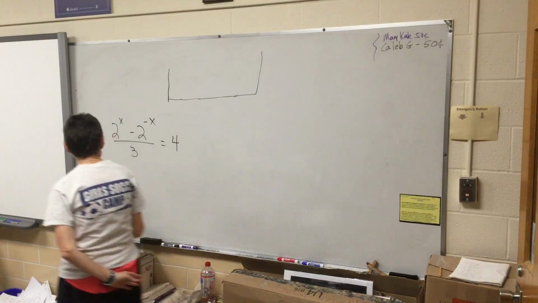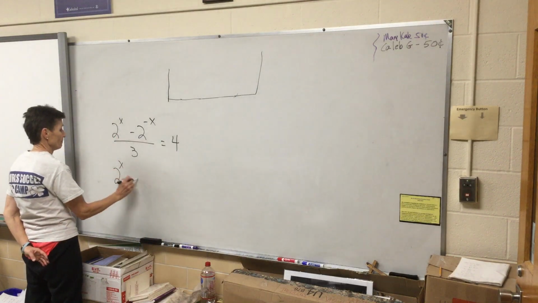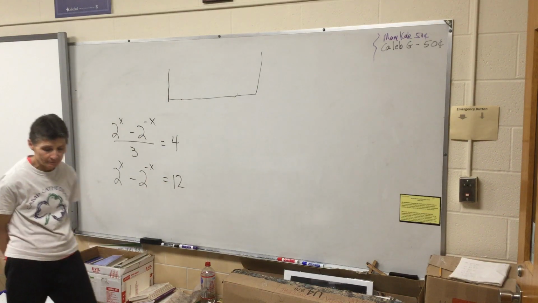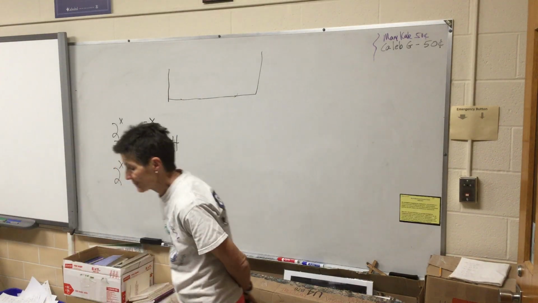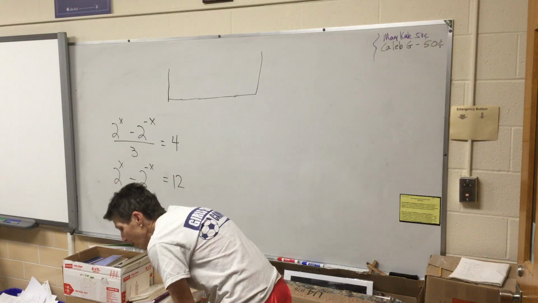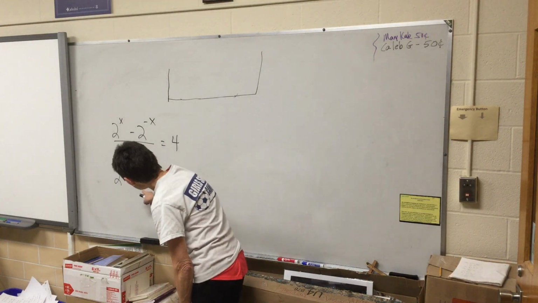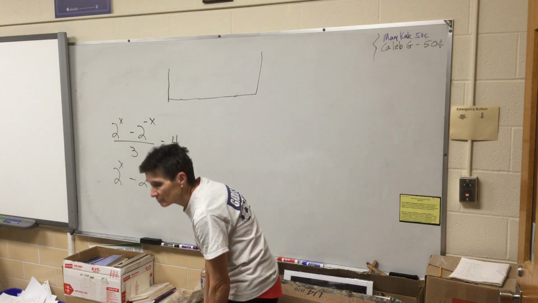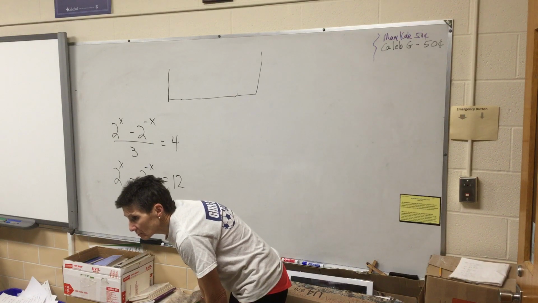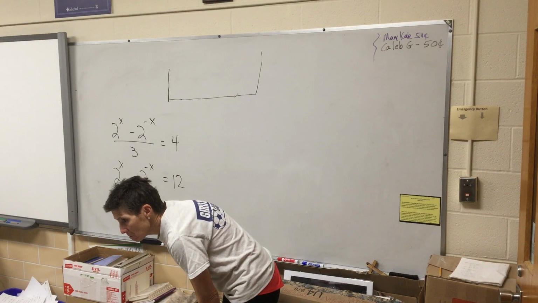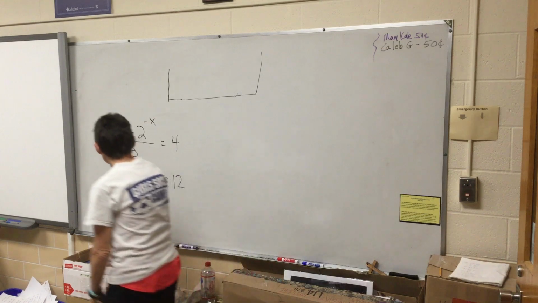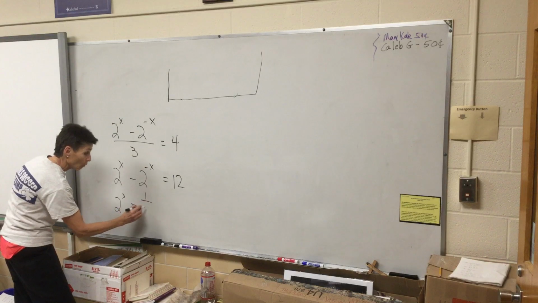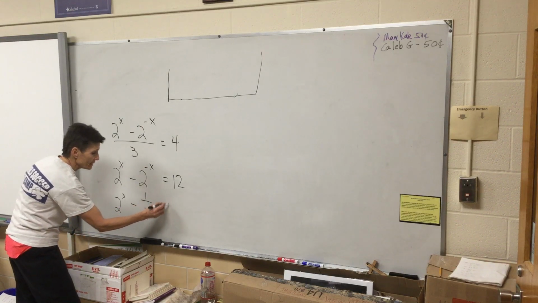I love that idea. We're going to multiply by 3. So now I have this. Now I want you to remember what this right here means. What does that mean? 2 to the negative x. Put it in the denominator. So we got 2 to the x minus 1 over 2 to the x equal to 12.